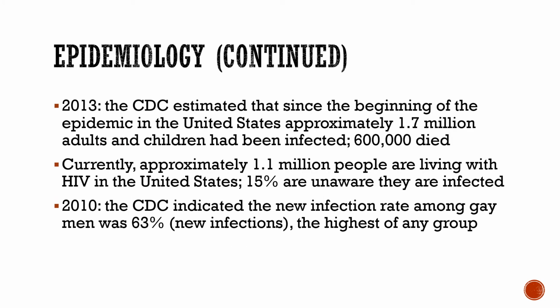So in 2013, the CDC estimated that since the beginning of the epidemic in the United States, approximately 1.7 million adults and children had been infected and 600,000 had died. Currently, approximately 1.1 million people are living with HIV in the United States, and about 15% are still unaware that they have been infected, because they just have not sought out to be tested. They are living under the radar, so to speak. In 2010, the CDC indicated the new infection rate among gay men was 63%. This is new infections, the highest of any group.